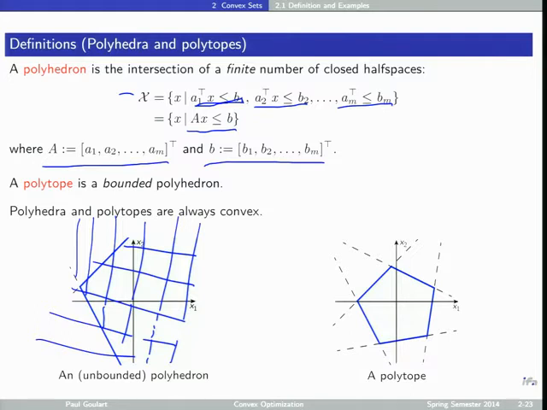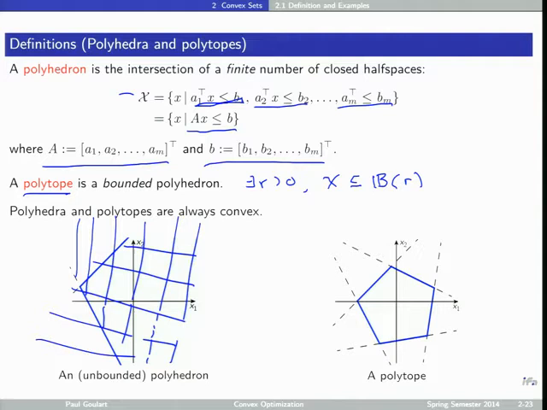And then you see sometimes this special terminology that a polytope is just a bounded polyhedron. So a polytope is something where you would say there exists some r greater than 0 such that x is a subset of a ball of radius r. So it's a polytope basically if I can stick it inside a big enough ball.